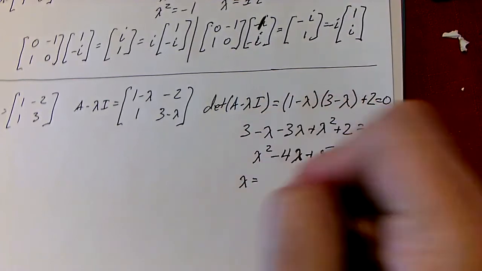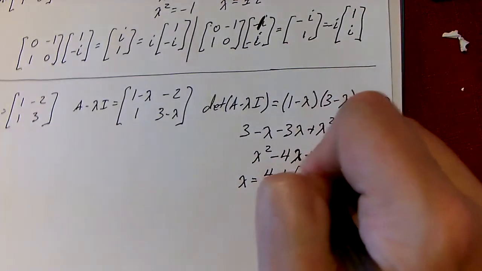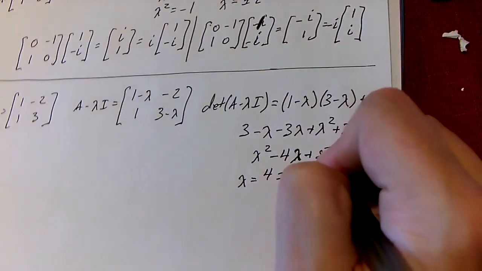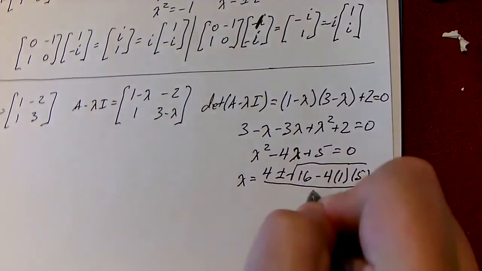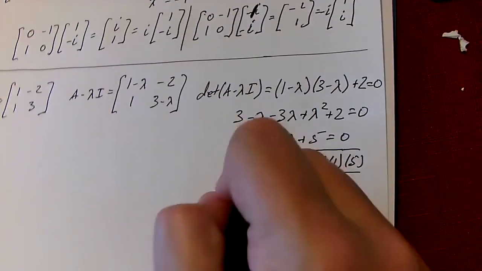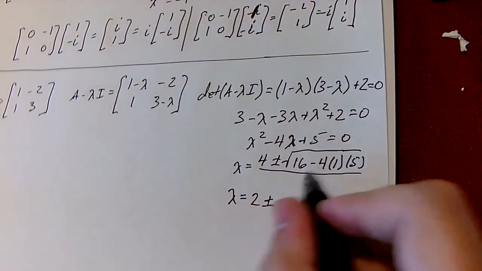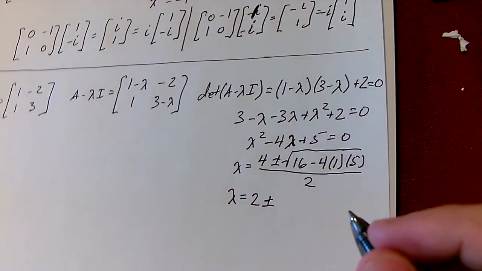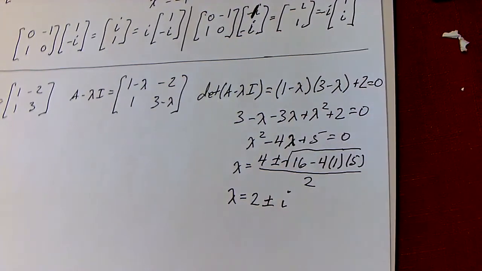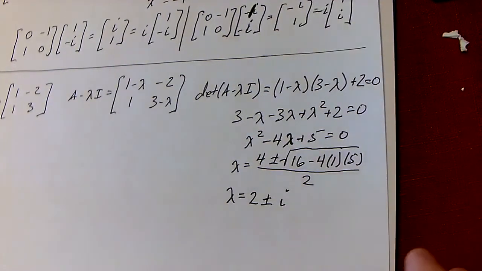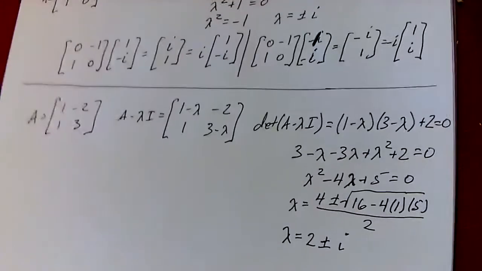So lambda is going to equal -b, which is 4, plus or minus the square root of b squared, 4 squared is 16, minus 4 times a, which is 1, times 5, which is c. And then it's all divided by 2. So I get lambda then is 2 plus or minus. 16 minus 20 would be a -4. So I get 2i divided by 2. I just get i. So it's 2 plus or minus i. So these are my eigenvalues. 2 plus i and 2 minus i. Okay, 2 plus i, 2 minus i are my eigenvalues.